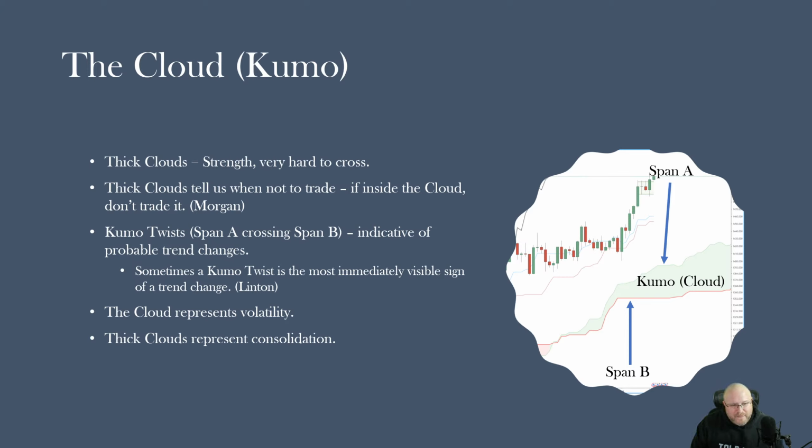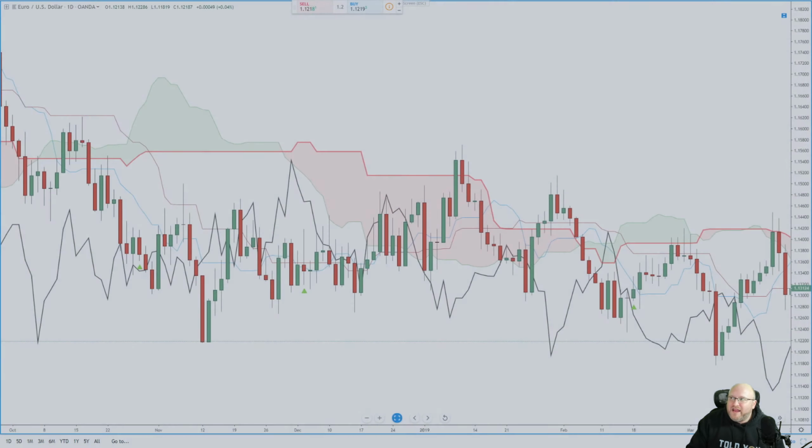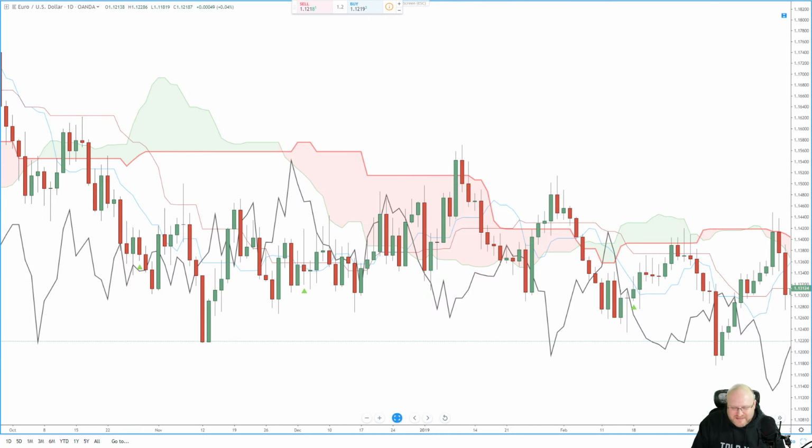No matter how tempting it may look in your oscillators and on other things. And lastly, clouds represent volatility, indecision. It's just a horrible place. I just really want to stress that it sucks.